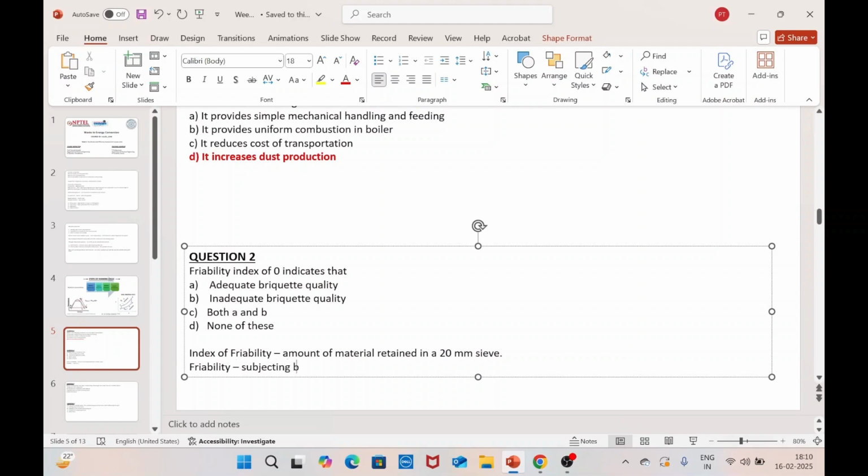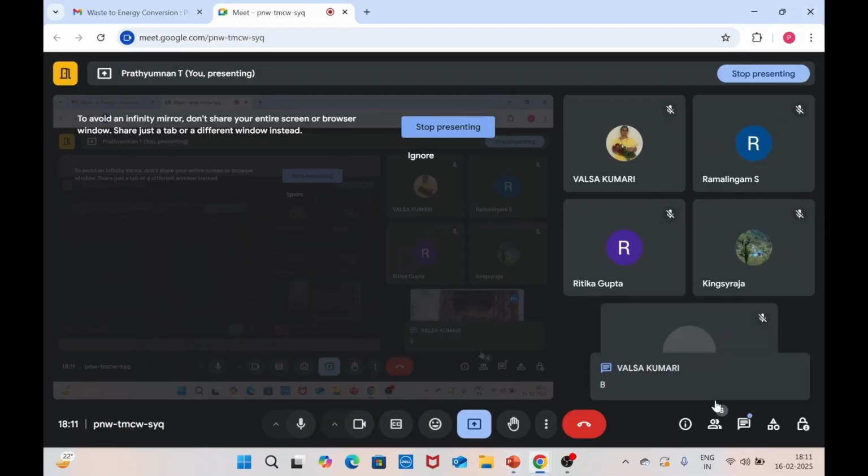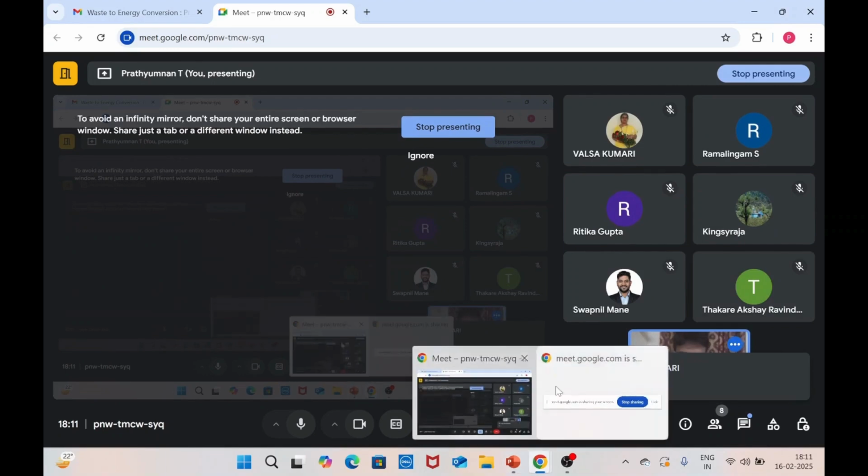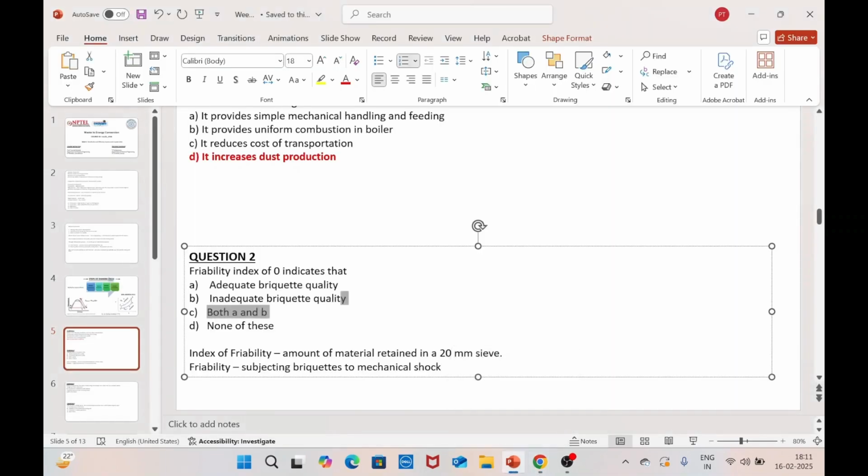Subjecting briquettes to mechanical shock. So the index of friability is the amount of material retained in a 20 mm sieve. So friability index is 0, which means no material is going to be retained in a 20 mm sieve. So what could be the option? It has good quality, inadequate quality, both A and B, or none of this. I guess somebody has answered B. Okay. So somebody says that the quality will be inadequate.